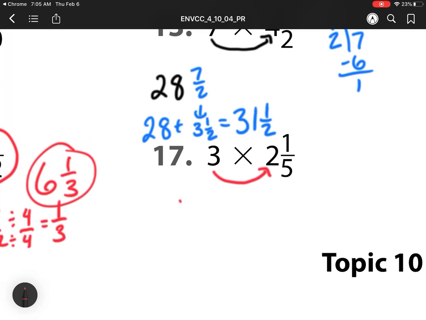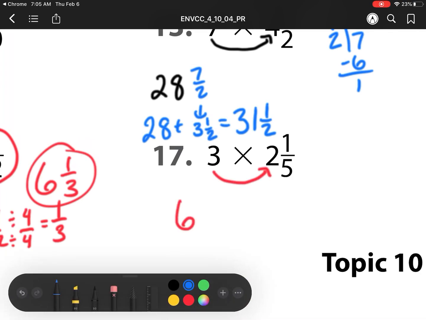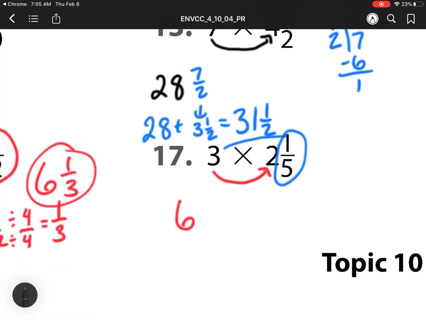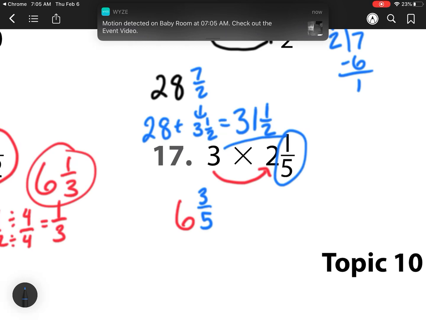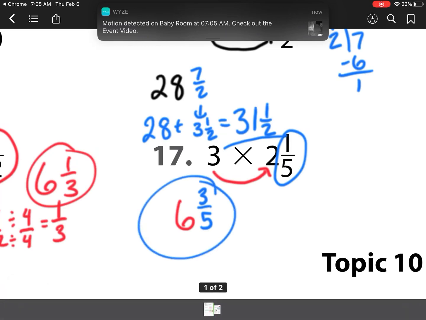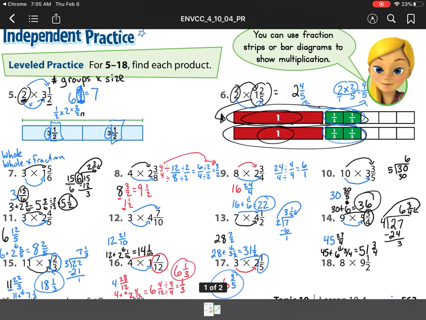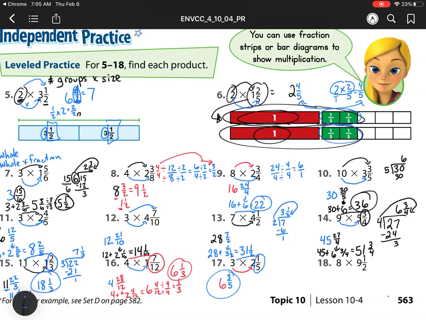Last one on this page, again, multiply those whole numbers. 3 times 2 is 6, and then multiply the fraction. 3 times 1/5 is 3, with the denominator staying the same. So my answer for this one is just 6 and 1/3. Heading off to our next page. Oops, I'm sorry, we have one more left.